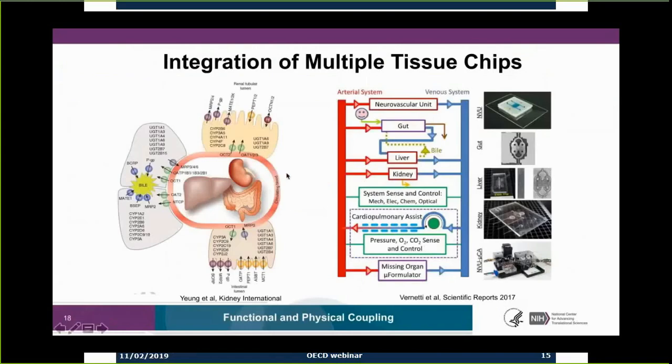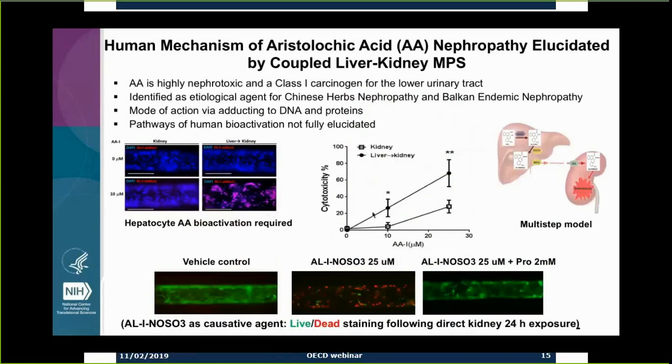This just shows the coupling of the liver chip with a number of other organ systems. In this case, showing liver hooked up to the kidney, to the gut, and blood-brain barrier, with a cardiopulmonary assist providing pulsatile flow into the system. And this is showing the importance of how the coupling of the organs on chips is important in terms of determining secondary metabolites. So in this case, looking at aristolochic acid nephropathy.